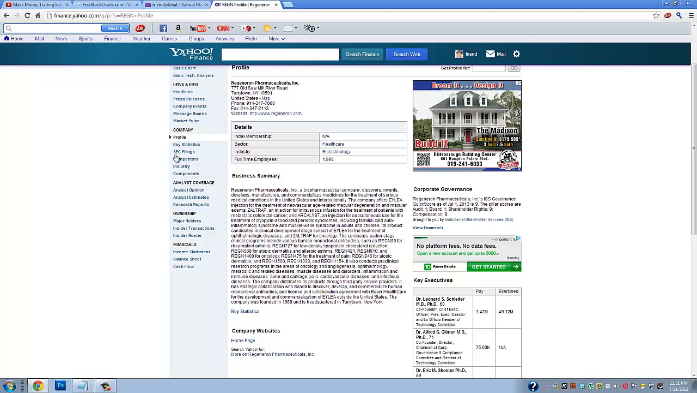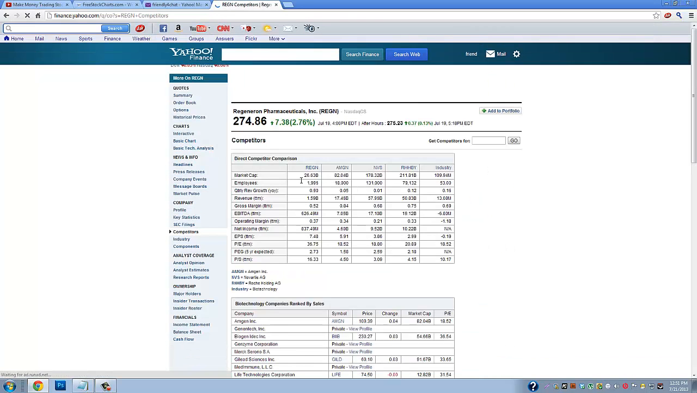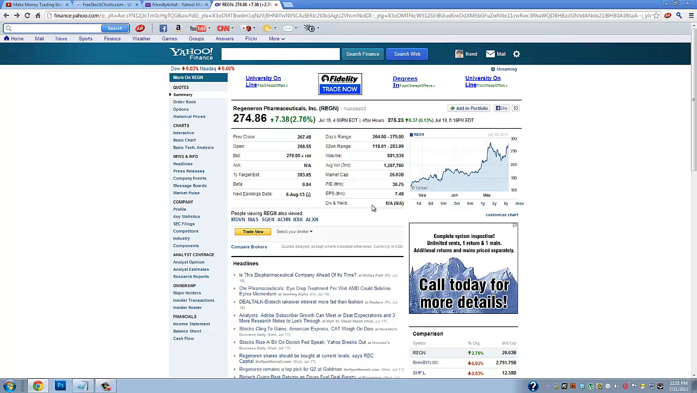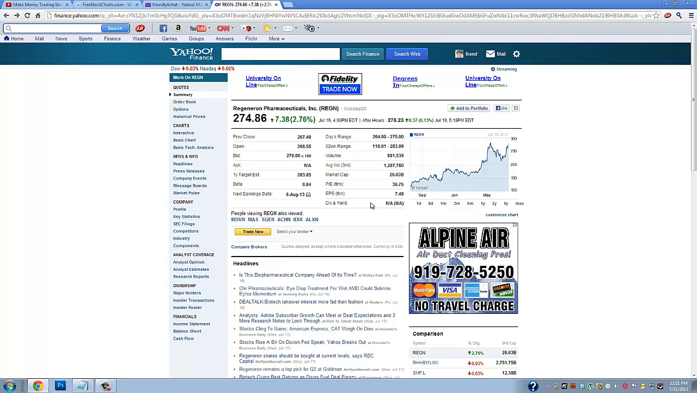Yahoo is very good if you want to know a lot about the competitors. For example, if you hit competitors, you will see the company REGN, market cap, employees, revenue, just an idea about the company. Now the company, as I see it, doesn't give a dividend. It means they don't give anything to shareholders, but when the price goes up, this is the main thing: capital gain. So I hope you understand something about this.